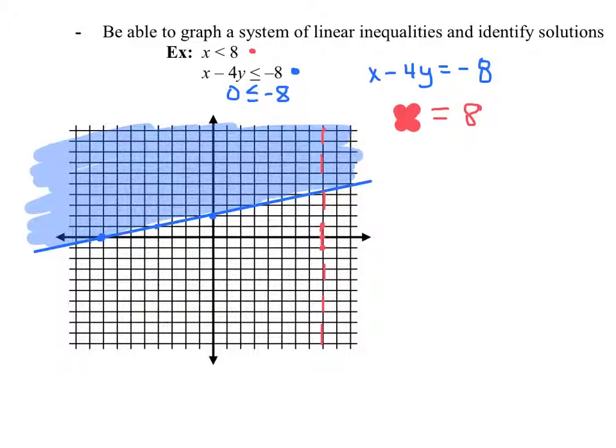And when it's time to shade, I'm shading the space that's less than negative 8. And I have a vertical line, so I can either shade to the right or to the left. If you think of a number line, to the right would be greater, to the left would be less. So that's where I'm going to shade.